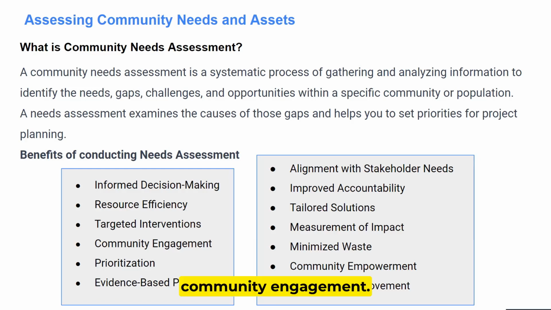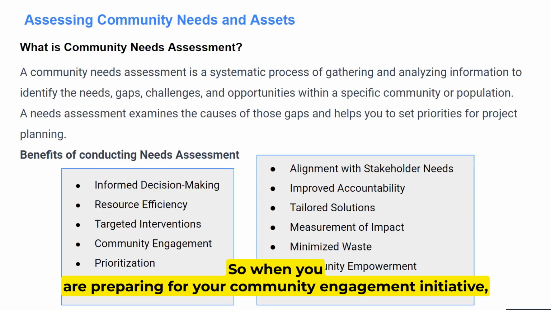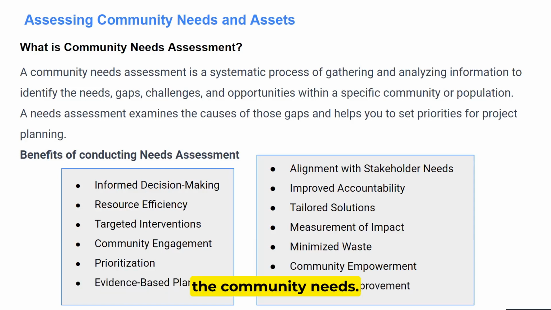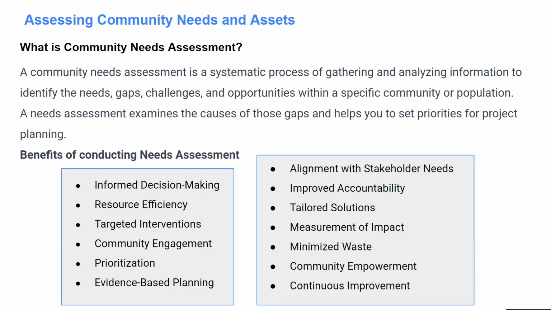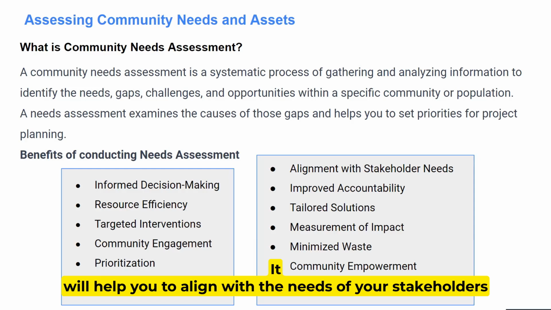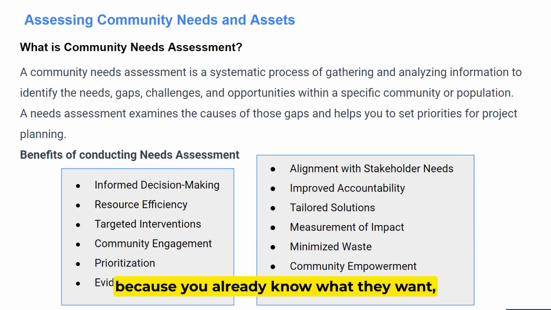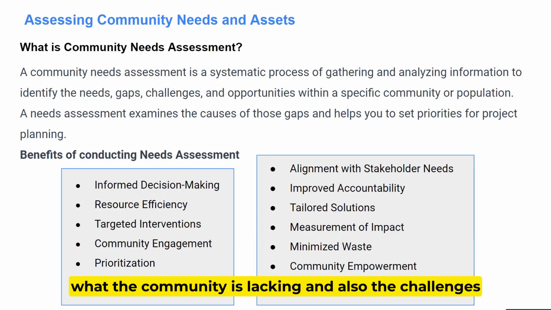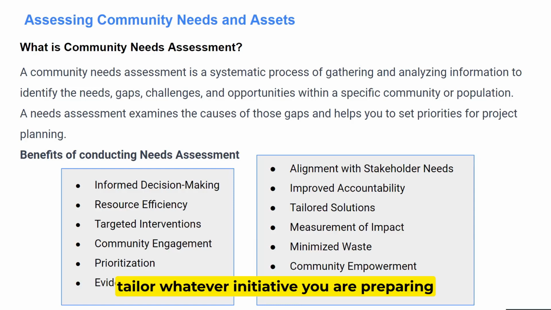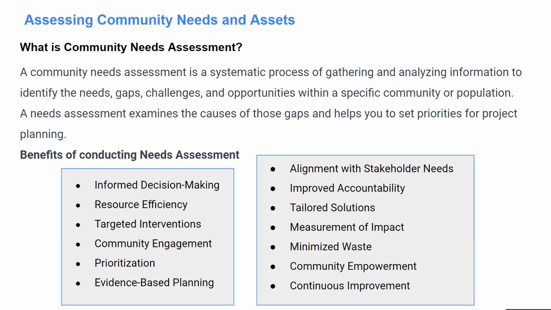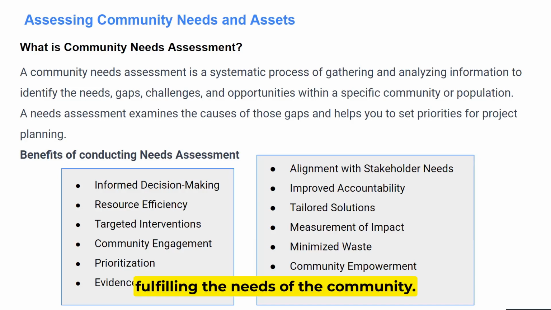community engagement. So when you are preparing for your community engagement initiative, you need to assess the community needs. You need to assess the community needs because it will help you to make informed decisions, and also it will help you to align with the needs of your stakeholders because you already know what they want, what the community is lacking, you know the challenges, you have even identified the opportunities within the community. So it will help you tailor whatever initiative you are preparing more towards fulfilling the needs of the community.